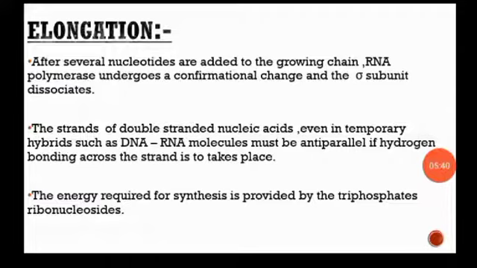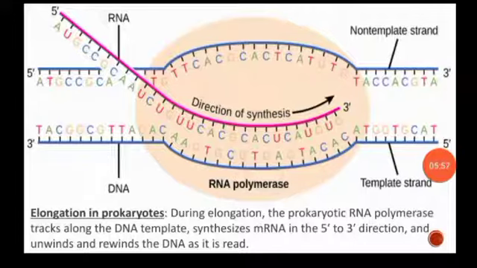Then the energy required for synthesis is provided by the ribonucleoside triphosphates. These ribonucleotides are the energy sources, the building blocks, and the information components for mRNA synthesis. Here we can see elongation in prokaryotes. During elongation, the prokaryotic RNA polymerase tracks along the DNA template, synthesizing mRNA in the 5' to 3' direction, and unwinds and rewinds the DNA as it reads. Here we can see this is the 5' to 3' direction. This is the synthesis of nucleotides, and this is the non-template strand, and this is the template strand.